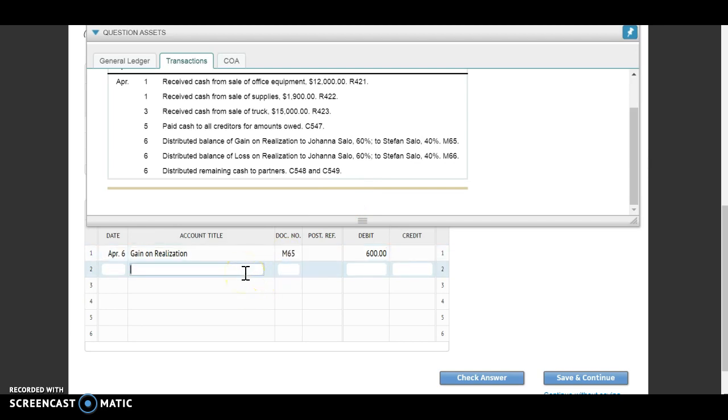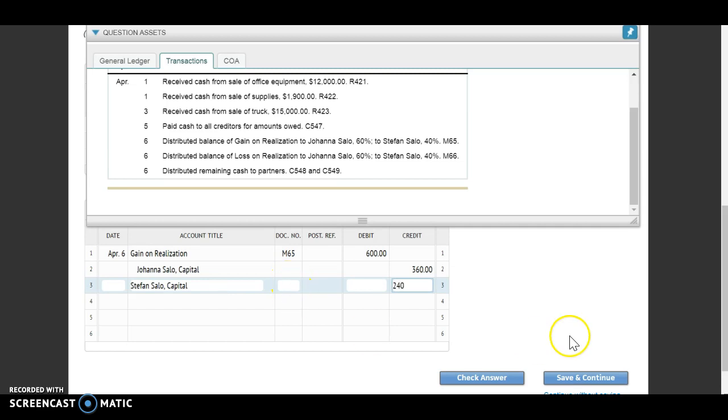Okay, so now we need to divide it up between the two partners. So I'm going to put in Joanna Sallow Capital. And it says that she's going to get 60% of that gain. So we'll take 600 times the 60%. So she's going to get $360 of that. And then we'll put in Stefan Sallow Capital. And he gets 40%, so 600 times 40%, or we could just subtract the difference too. So 240. I'm going to make sure that we add those up, and that equals 600.